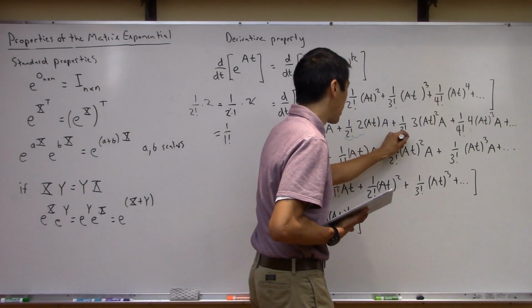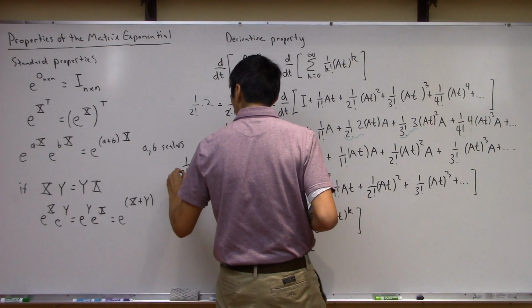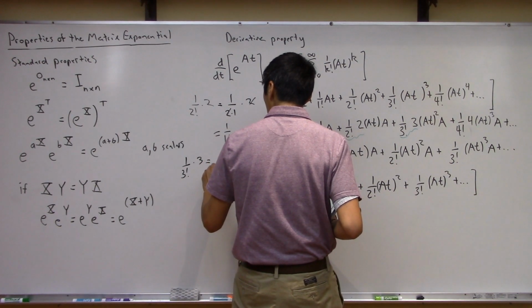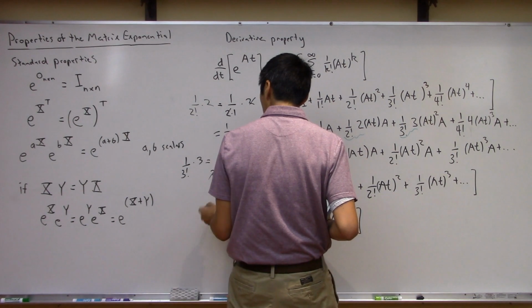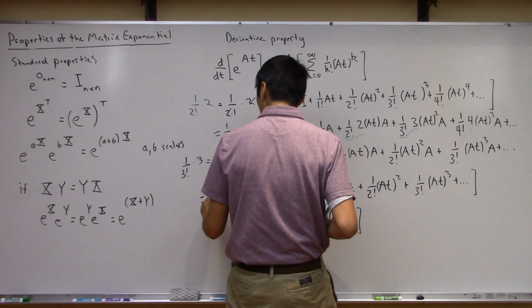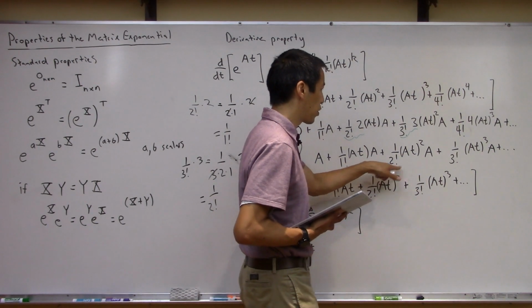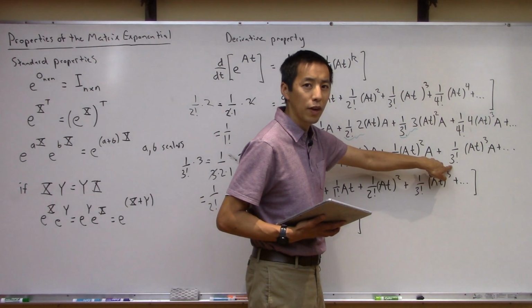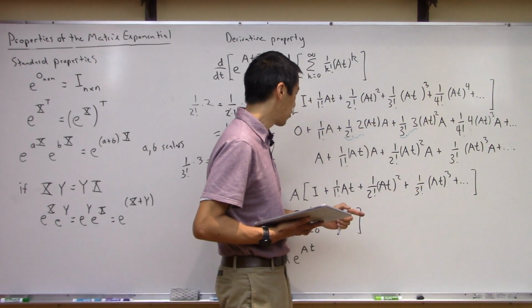Now let's look at this thing right here: 1 over 3 factorial times 3. Again, let's write out this factorial. This is 1 over 3 times 2 times 1, times 3. Again, these 3s cancel, so this is the same as 1 over 2 factorial. So this blue bit becomes 1 over 2 factorial. Same thing, 1 over 4 factorial times 4 is the same as 1 over 3 factorial. You can see where this pattern is going. It just continues on and on.